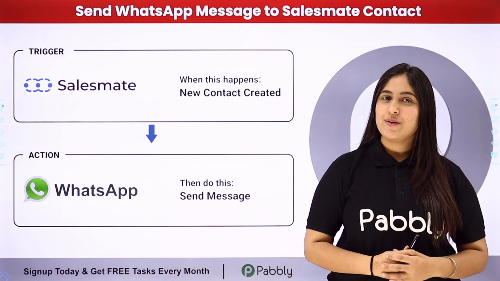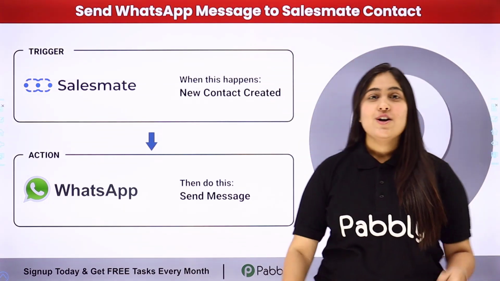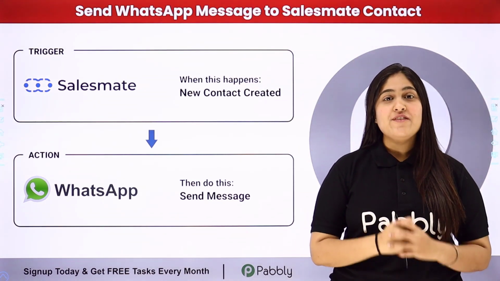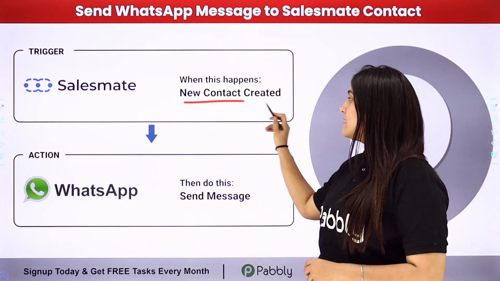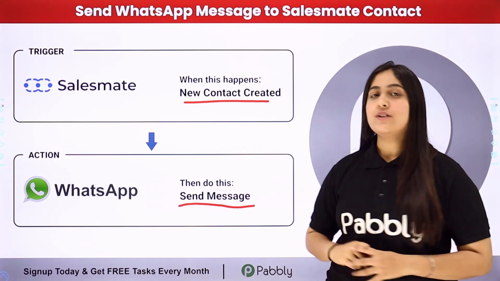So in this video we are going to learn how to send WhatsApp message to Salesmate contact. So in this case I want whenever a new contact is created in my Salesmate account, automatically a WhatsApp message should be sent to that contact.